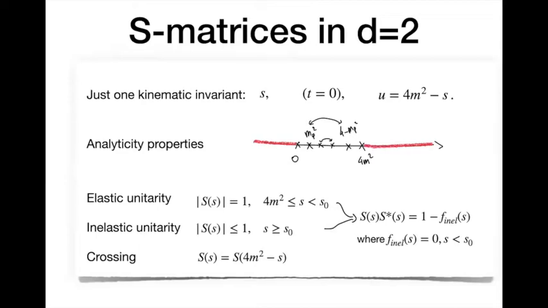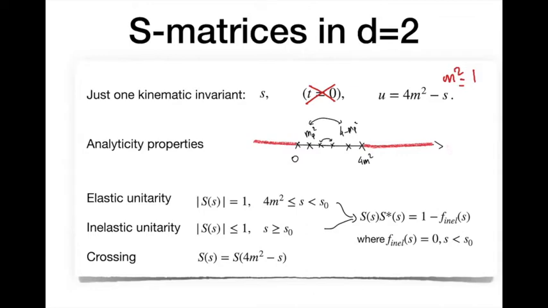Like I said, T is out of the game, and crossing is just going to relate S and 4 minus S, 4m squared minus S. Sometimes I'm just going to be assuming that m squared equals 1. The analytic properties of the S matrix we're studying are as follows. There's the cut from 4 to infinity, and the crossed cut from 0 to minus infinity. And then we're going to have these bound states at m_p squared, like m pole, that are connected by crossing to 4 minus m_p squared.